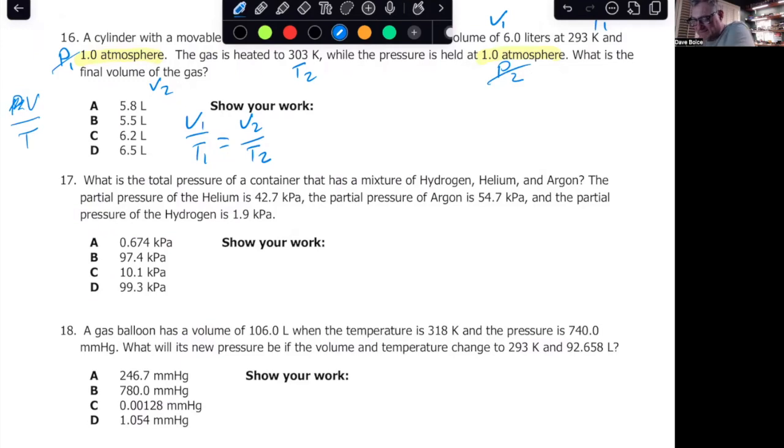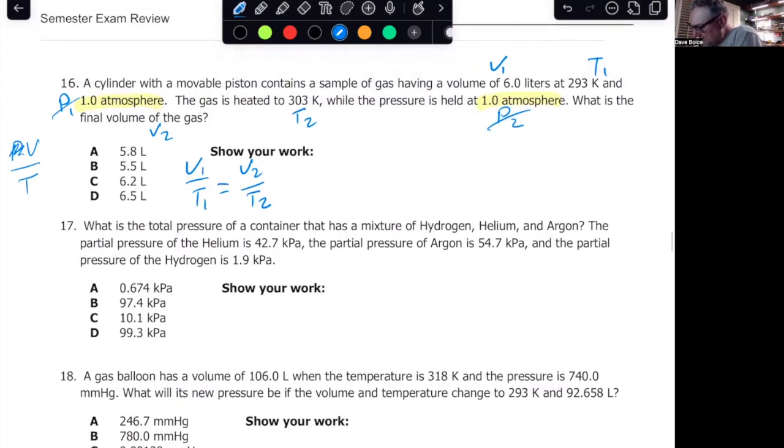Again, I'm not going to worry about these pressures because they stay the same. If you put this in the formula and did the math, it'd be fine. They would just cancel each other out. It's not going to be a problem. But I'm not going to do that. I am solving for V2. So if I want to solve for V2, I'm going to cross multiply, and that is going to leave me with V1 times T2 divided by T1 equals V2.